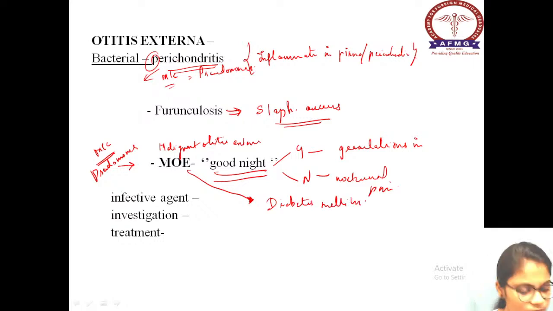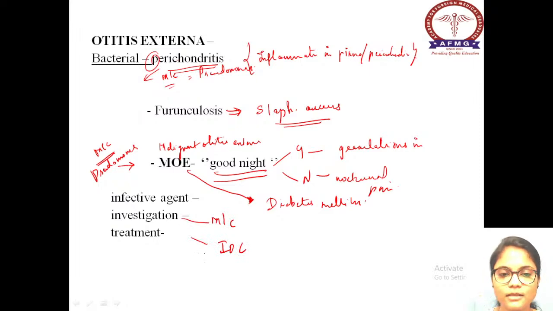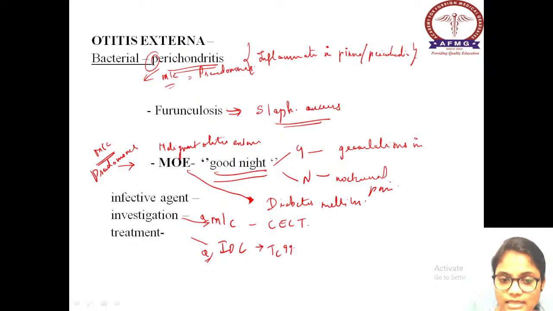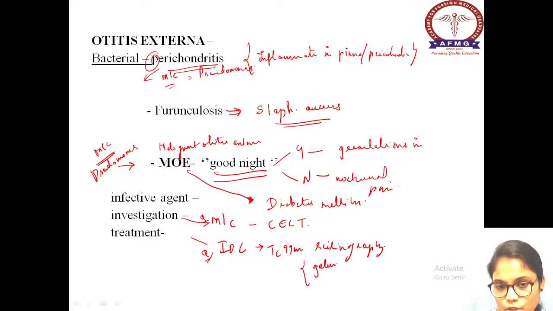If I am speaking about the investigation, there is the most common investigation and the investigation of choice. Please be very sure about what they are asking for. If they are asking for the most common investigation, then your answer should be CECT. And if they ask you for the investigation of choice, then your answer should be Tc99m scintigraphy. This will be the best scan, and this comes under your gallium scan. This will be the best scan ever.